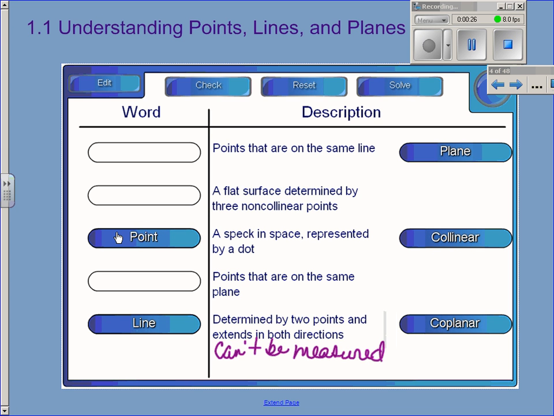It's represented by a dot, or you can think of the coordinate plane, because we've been graphing points for quite some time. A plane is a flat surface determined by three non-collinear points. Make sure you write down these two definitions. The plane with the non-collinear points, we will get into in just a minute. We will also talk more about collinear and coplanar in the next podcast.